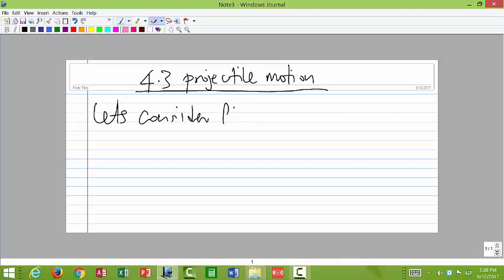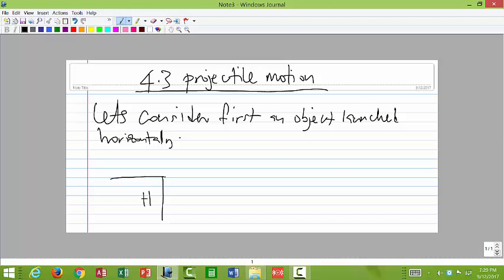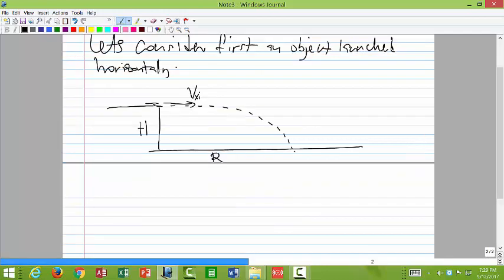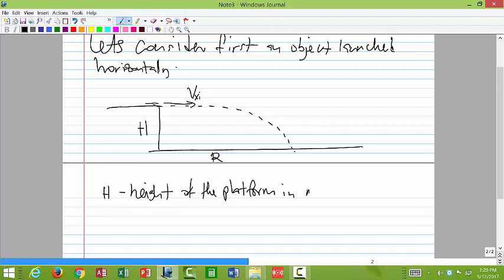Suppose we have a platform of height h, and we launch an object with a velocity v in the x direction, so v initial x. The object is going to travel some distance and land on the ground. The distance that the object lands from the base of the platform is given by the letter r, which we shall call range. So h is the height of the platform in meters, and r is the range in meters, and the range is the horizontal range.